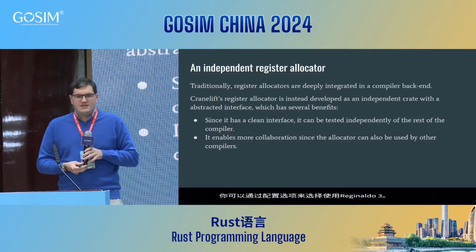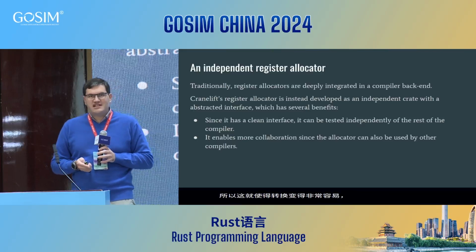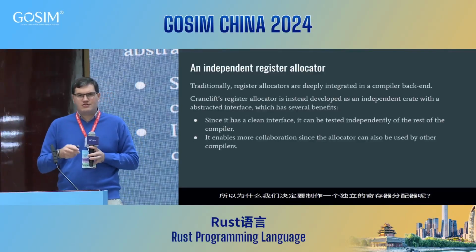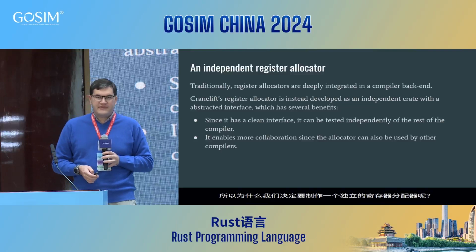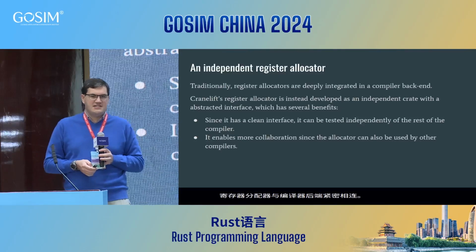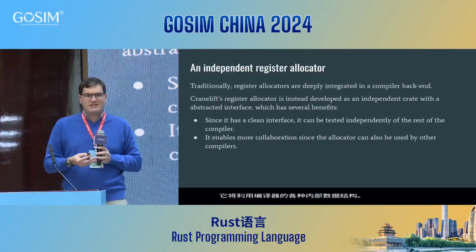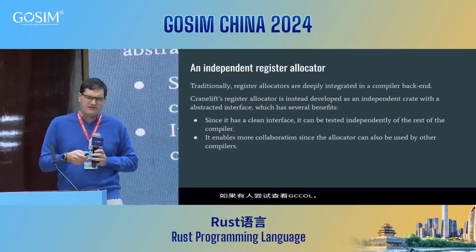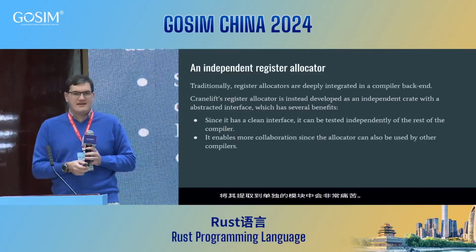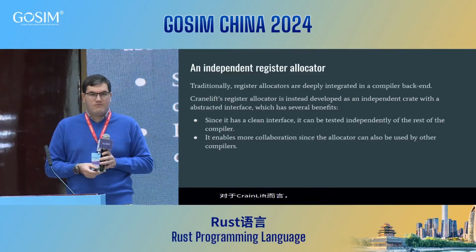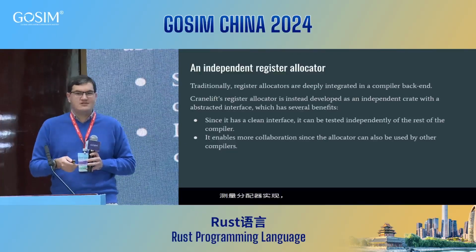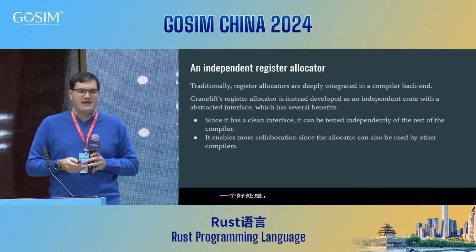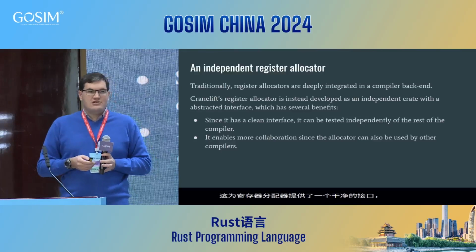So why did we decide to make an independent register allocator? Well, traditionally, the register allocator is deeply tied into the compiler backend. It will use all sorts of internal data structures of a compiler. If anyone has tried to look at the GCC or LLVM register allocator, it's a pain to extract into a separate module. For Cranelift, apart from the original register allocator implementation, we decided to make this a separate crate, and this has several benefits. One benefit is that this gives the register allocator a clean interface, which means it's very easy to test it in isolation. The other benefit is that it allows collaboration, since the register allocator can now be used by other compiler projects.